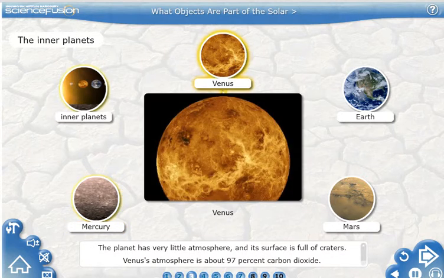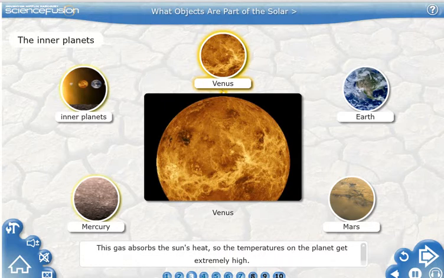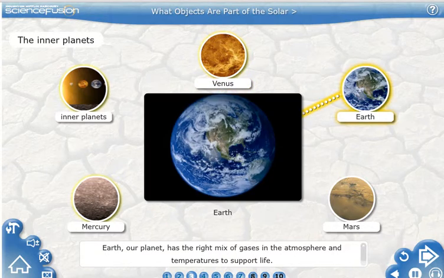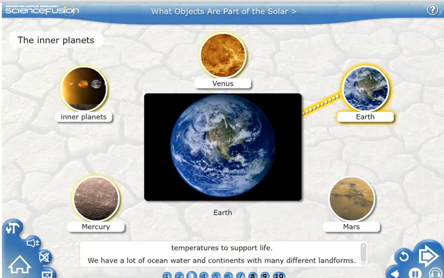Venus's atmosphere is about 97% carbon dioxide. This gas absorbs the sun's heat, so the temperatures on the planet get extremely high. Venus has 167 giant volcanoes on its surface, which could explain how the surface was formed. Earth, our planet, has the right mix of gases in the atmosphere and temperatures to support life. We have a lot of ocean water and continents with many different landforms.